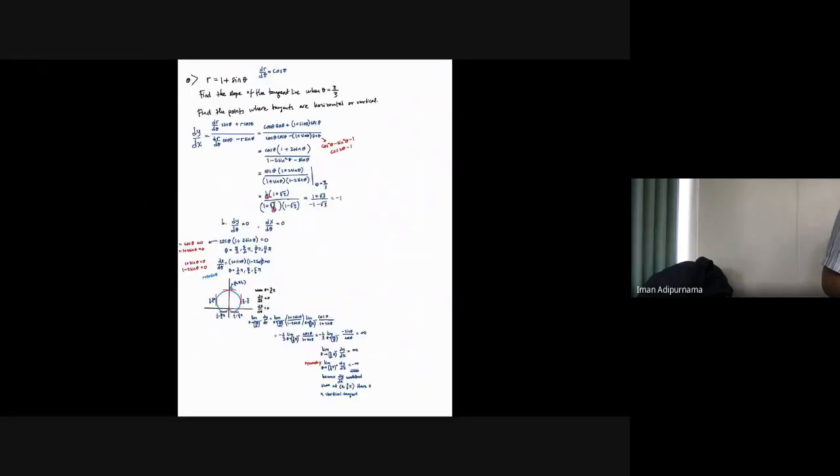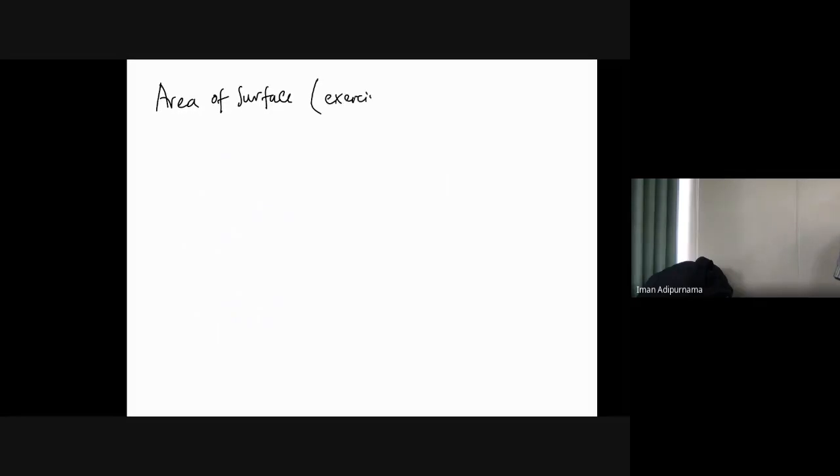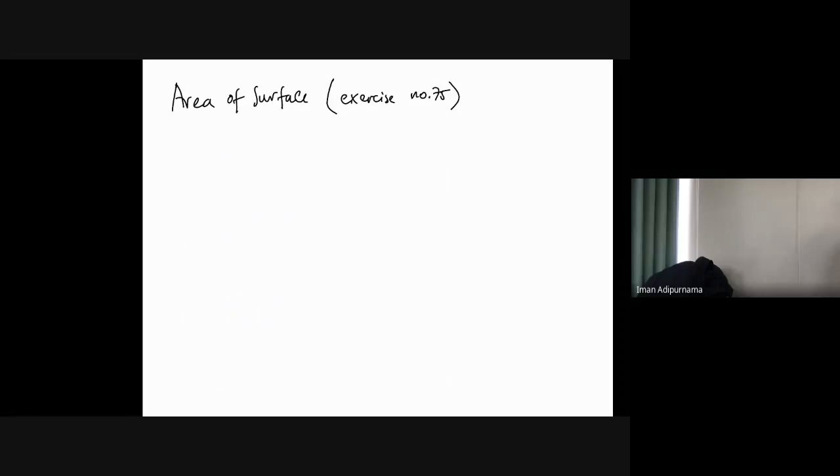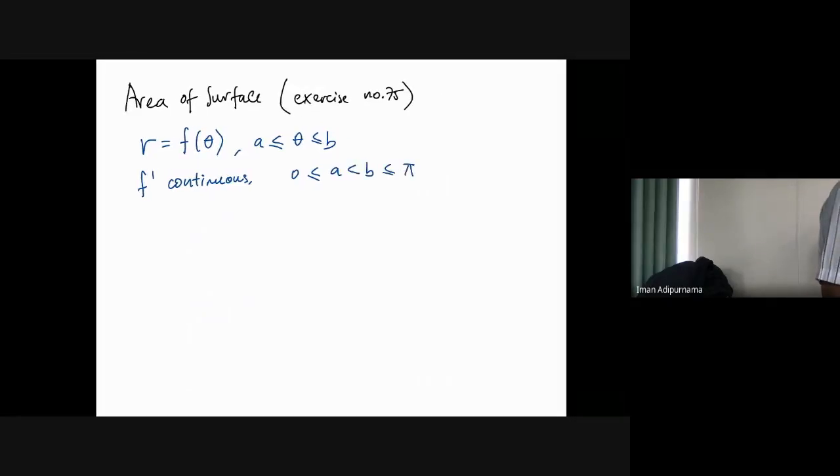Okay. Next thing, the area of surface. We give notes here. Exercise number 75. So the question is, what is the area of surface in terms of polar? Okay, so you have r is a function of theta, and theta is from A to B. The function f prime is continuous, and probably you can write this as the restrictions. So A and B are in between 0 and pi.